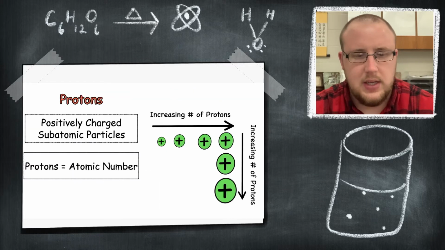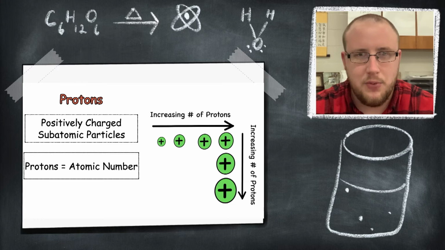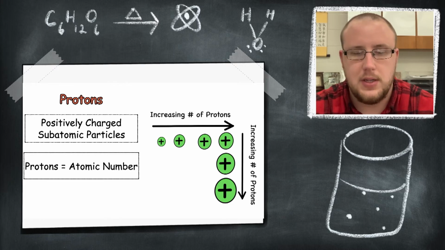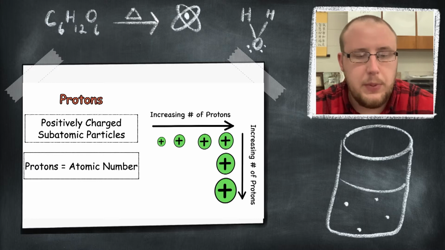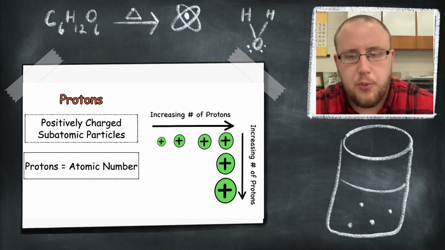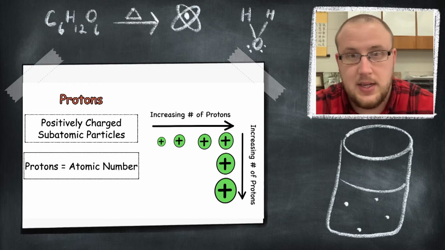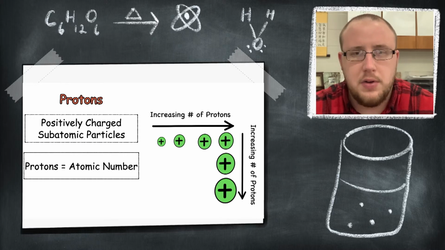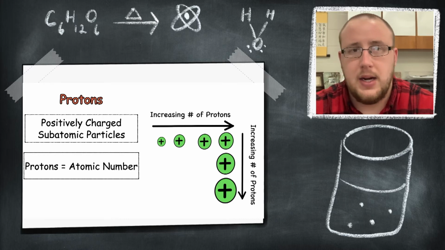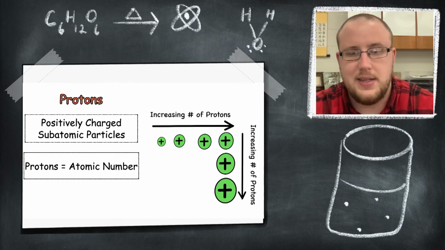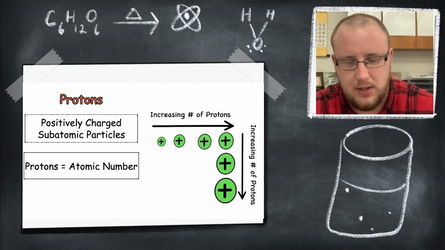The first thing we're going to talk about is just kind of a review, and that is protons. Protons, as we know, are positively charged subatomic particles. The number of protons correlates with the atomic number. As we move across our periods, from left to right, the number of protons increases. So does the atomic number, because they're the same thing. Also, as we go down the family, from the top to the bottom, the number of protons also increases. So we increase from left to right and from top to bottom. That's your first trend, the number of protons. It's a super easy trend.